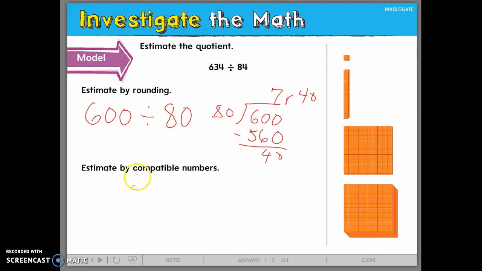All right, so estimate using compatible numbers. Well, I'm going to change this 84 to 80 because that's easy to work with. Now, if I look at my 8 tables, I know that 8 times 8 is 64. So 640 is pretty close to 634, and that's a compatible number because my hundreds and tens digits here give me 64. My tens digit here is 8, so I know that if 64 divided by 8 is 8, well then 640 divided by 80 is also 8.